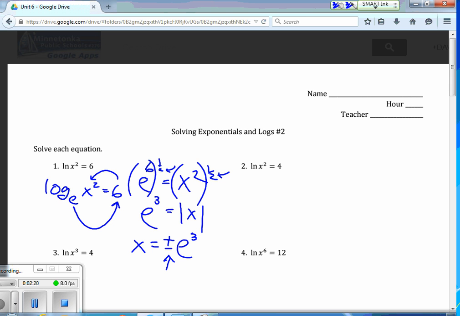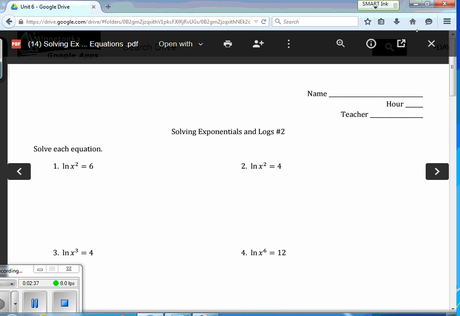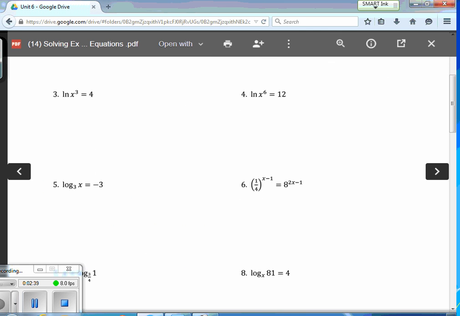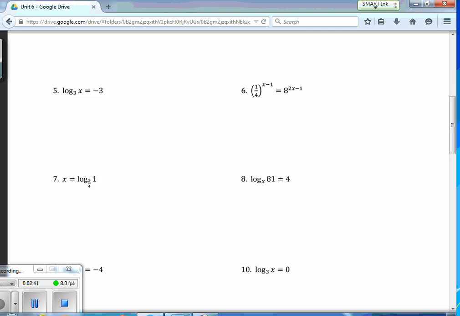All right. The next problems, 2, 3, and 4, are all very similar to that. You're going to rewrite your ln's as log base e and do a rewrite, and then get the x alone. Do you actually need to know what e to the 3rd is? No, you can leave it just like that. If we needed the decimal for that, we'd say calculators were allowed. They're not. So, all right, moving on.